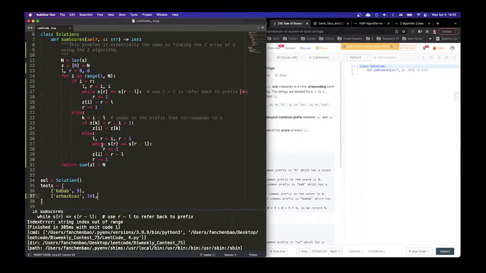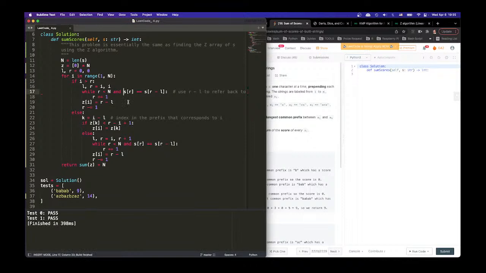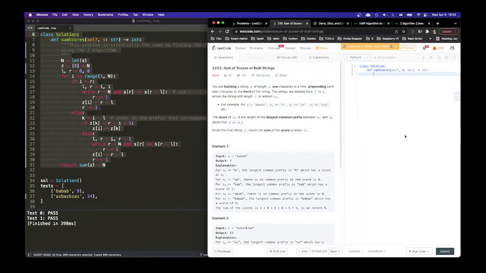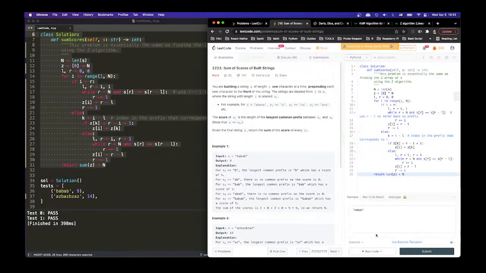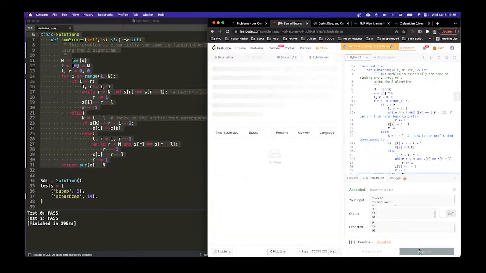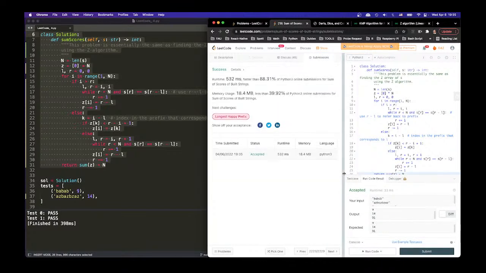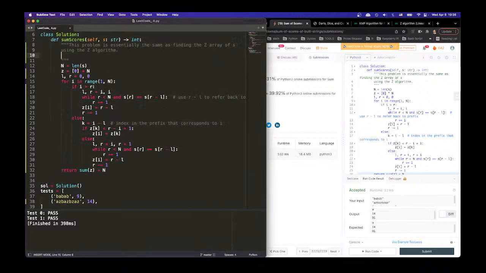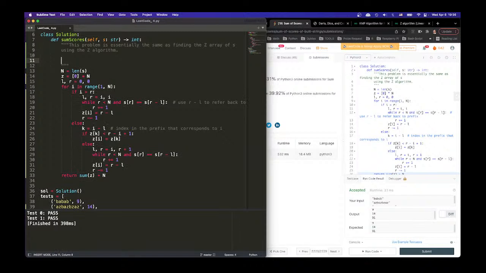Index out of range. Of course, because we forgot R has to be smaller than N. R smaller than N, and oh wow, it does pass, huh? Does pass. All right, so we're done.